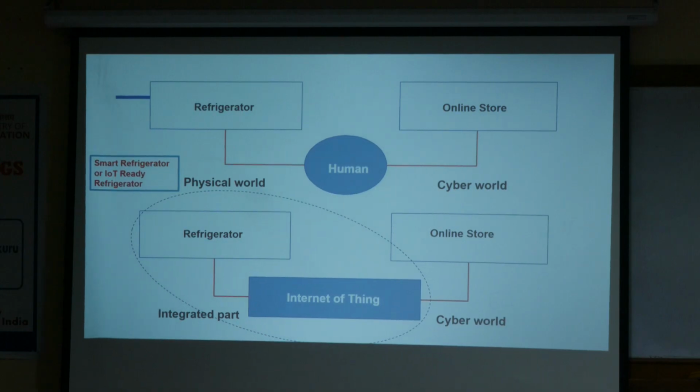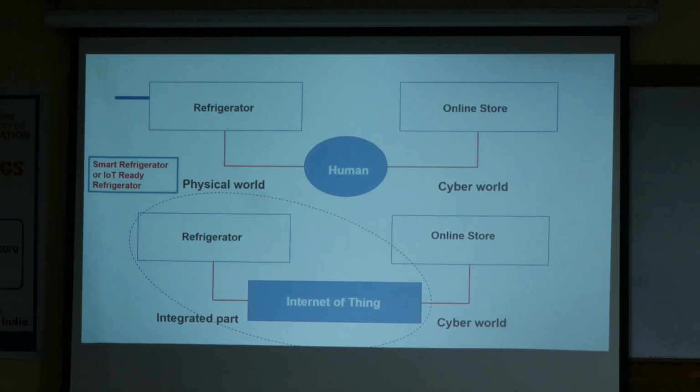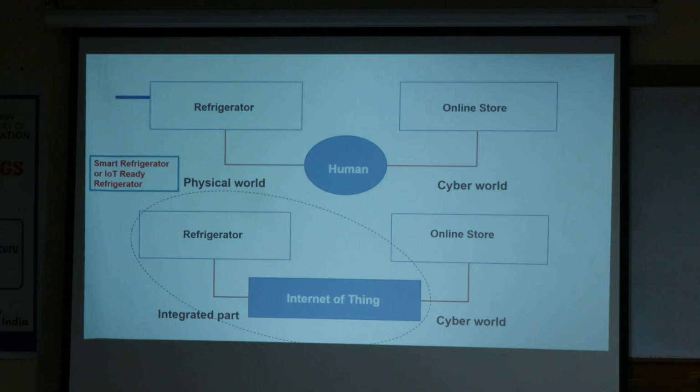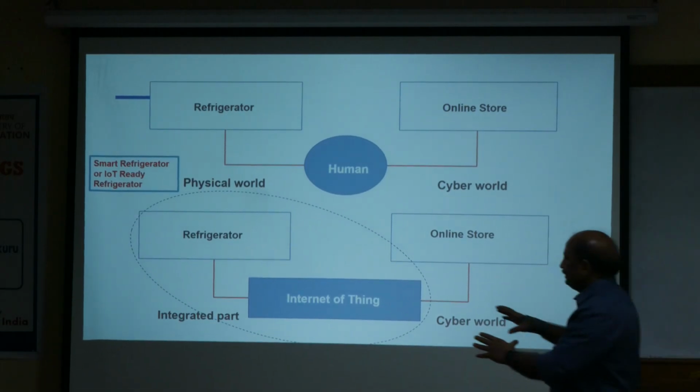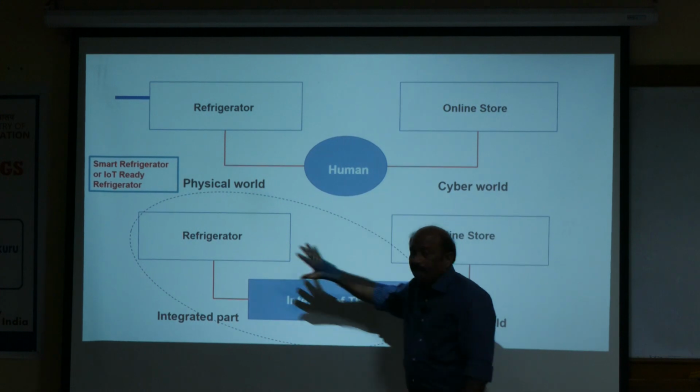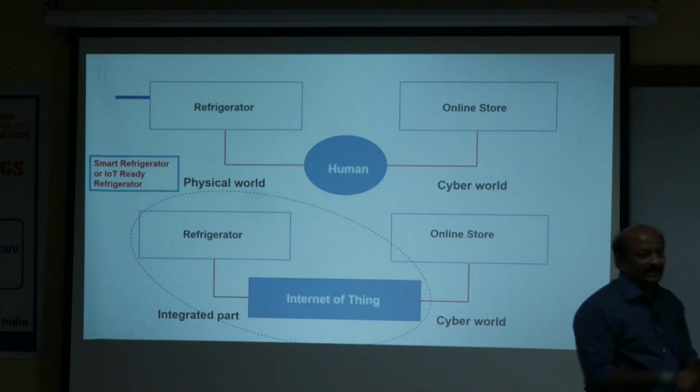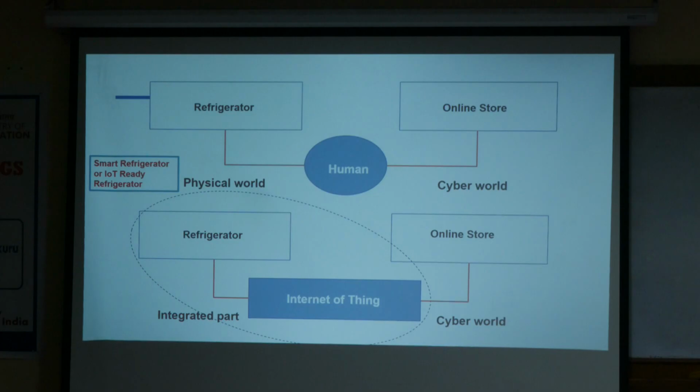Right? And it can be a refrigerator, it can be a fan, or it can be an AC, or whatever. Right? I am pushing this box, which replicates the human being, into the refrigerator and referring to it as a smart refrigerator.